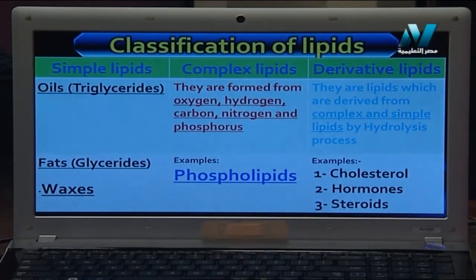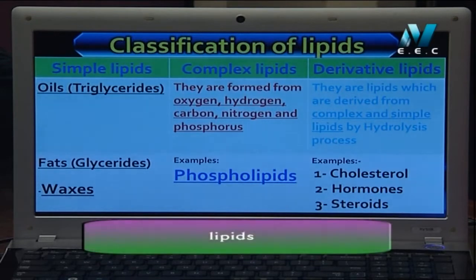Now we have a classification of the lipids. We will make a classification of the lipids here. Lipid is divided into 3 parts: simple lipids, complex lipid, and derivative lipids. Simple lipids, all of you know: oil, fat, or wax. All of this we call it simple lipids.